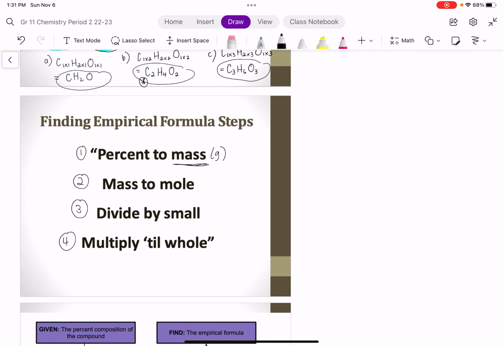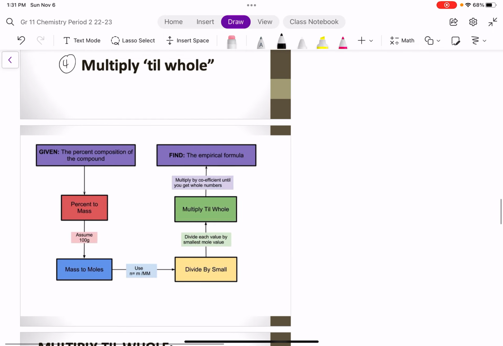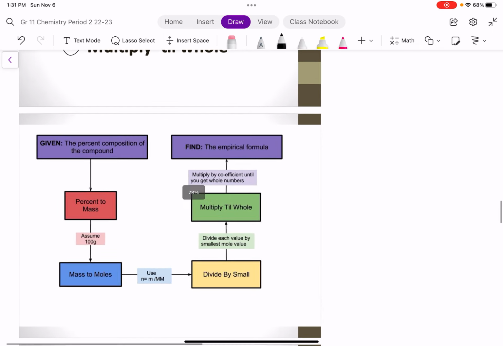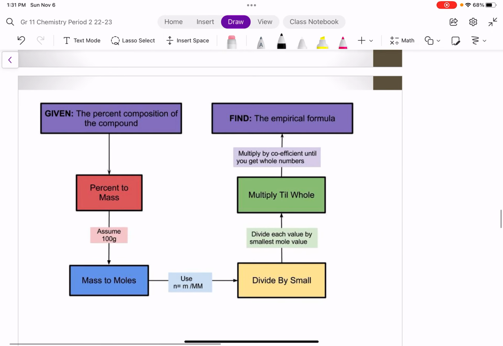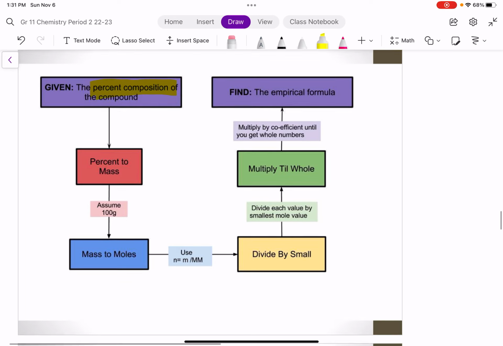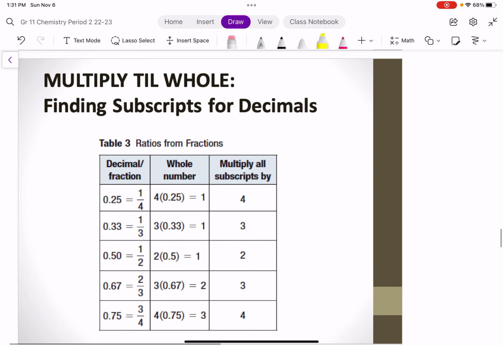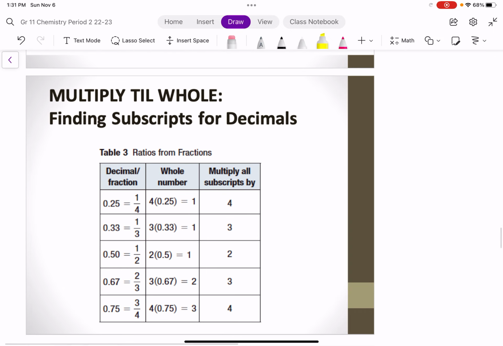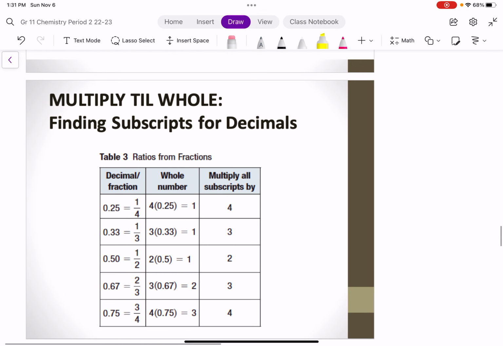I'll explain what each one of these means. And this is a flowchart on the steps to solve for the empirical formula of any compound if we are given, again, the percent composition. I'll explain this chart when we do our first example problem.